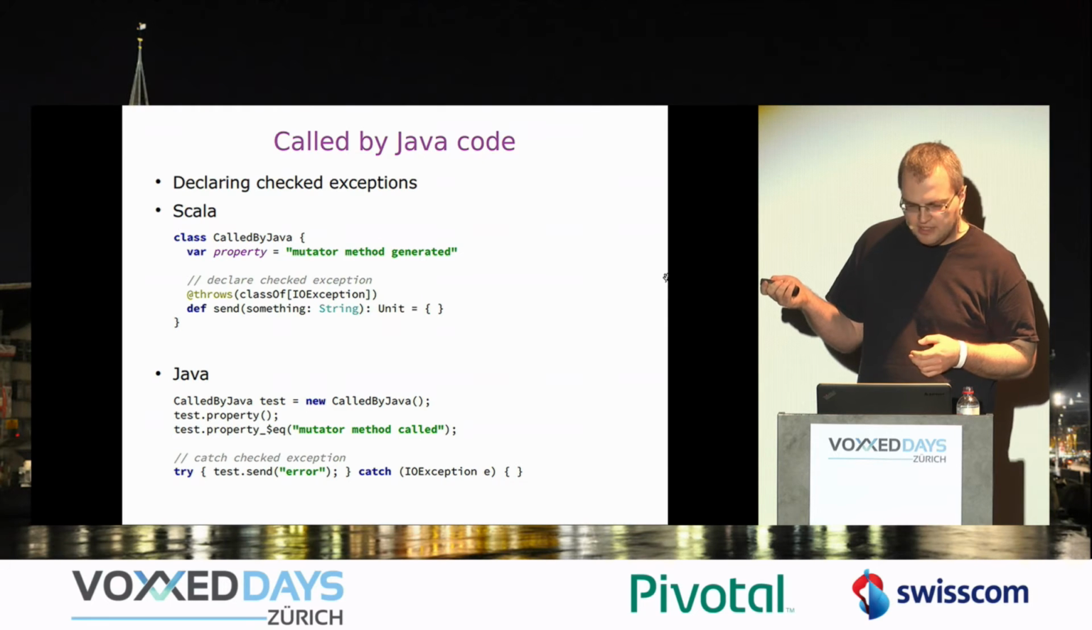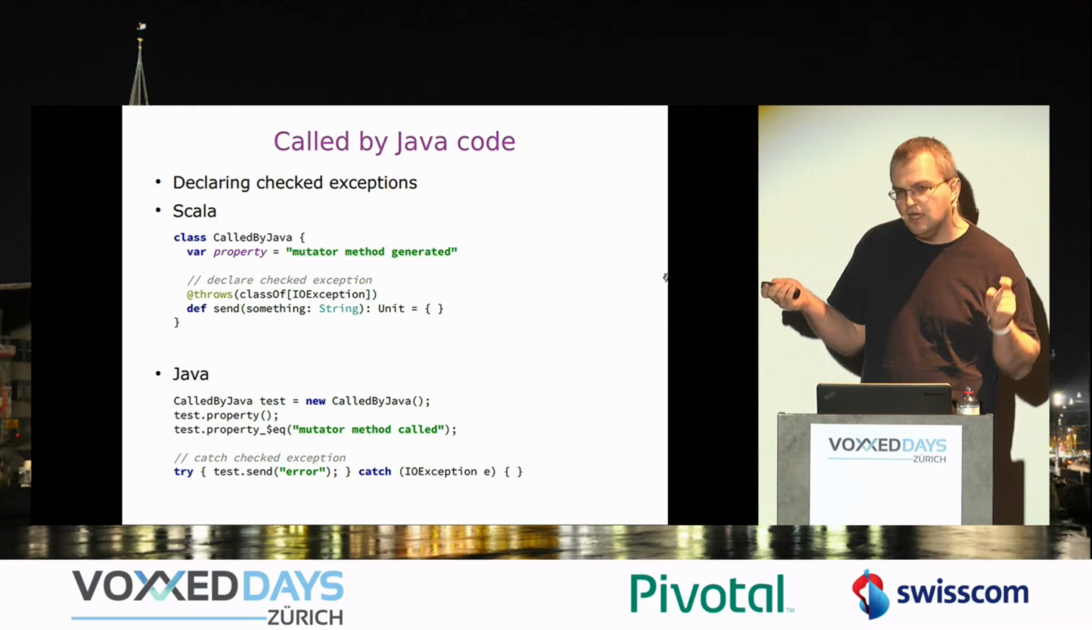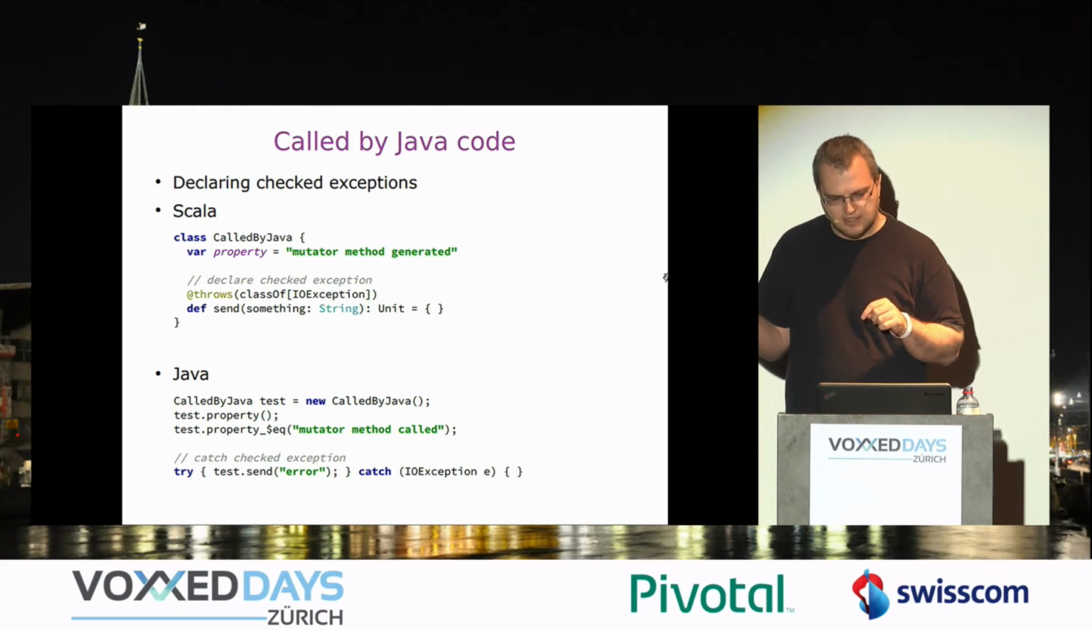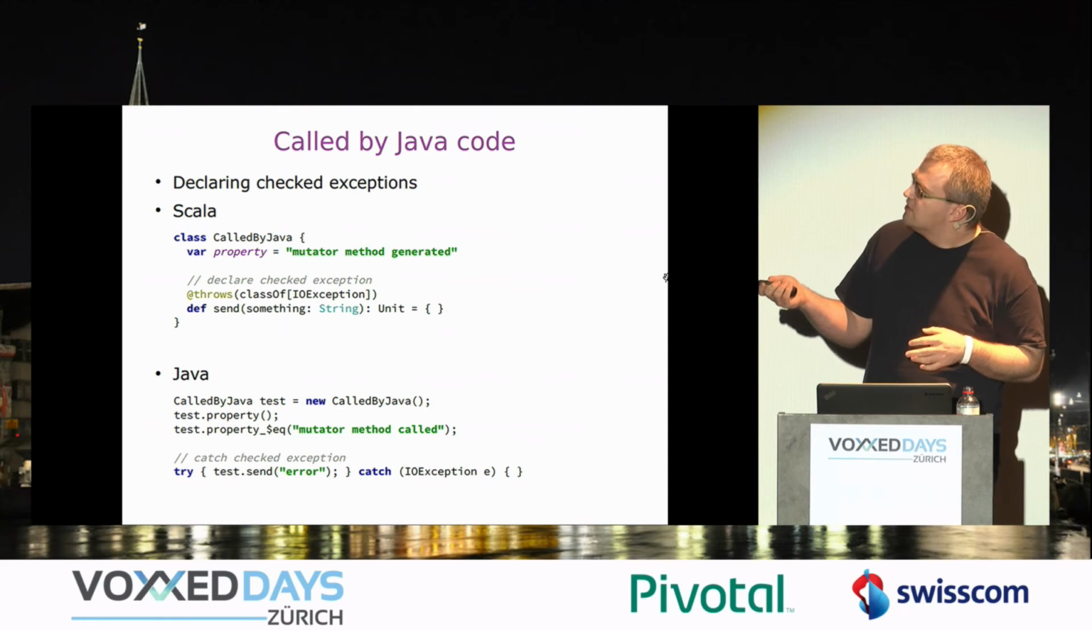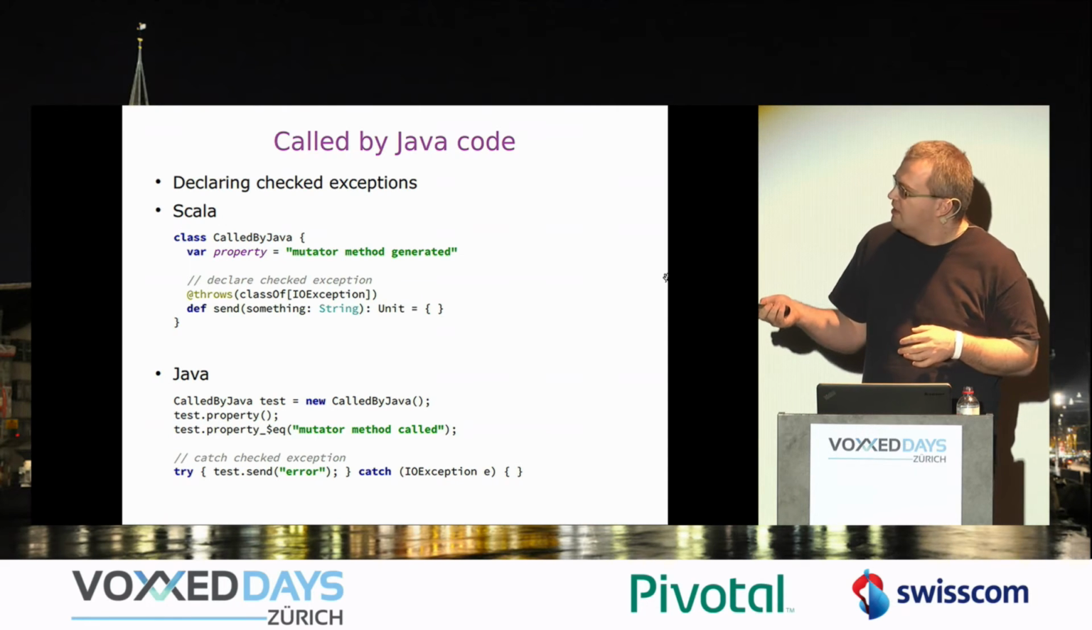Could be slightly more complicated if you want to call Scala code from Java code. So if you have Scala code that doesn't implement any special features that Java doesn't have, you just call that code normally again. So see, we have some class called by Java. We can again instantiate it in Java. There are two things worth mentioning.